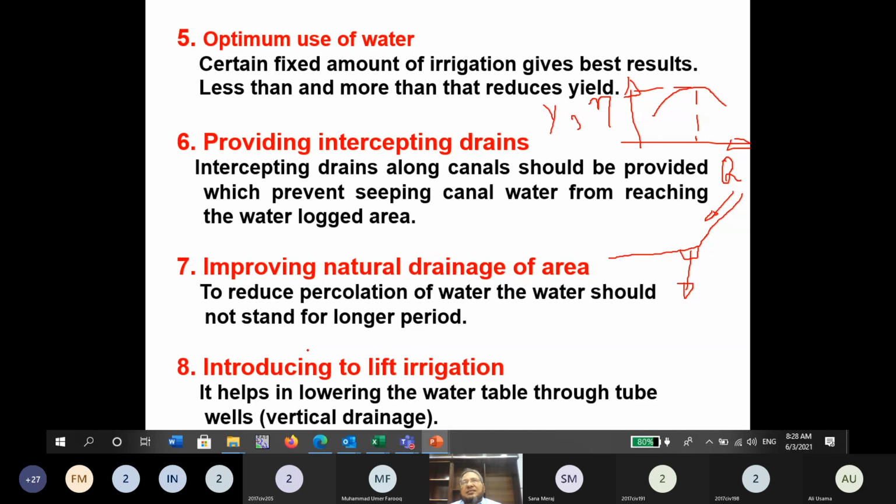Lift irrigation means using tube wells. The tube wells extract groundwater, and that water may be used for irrigation or other purposes, or even for lowering the water table and then discharging into the drains. So this is called vertical drainage. Pumping water or lift irrigation is called vertical drainage, and surface and subsurface drainage is called horizontal drainage. Okay, so these are the various remedial measures by which you can reduce waterlogging.